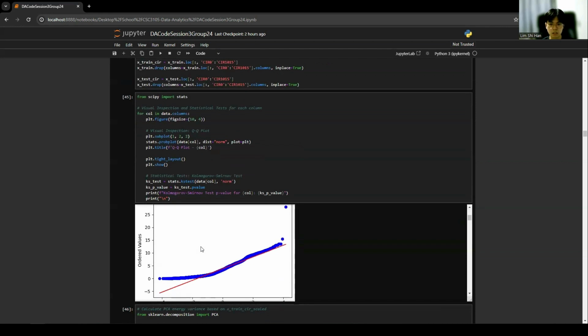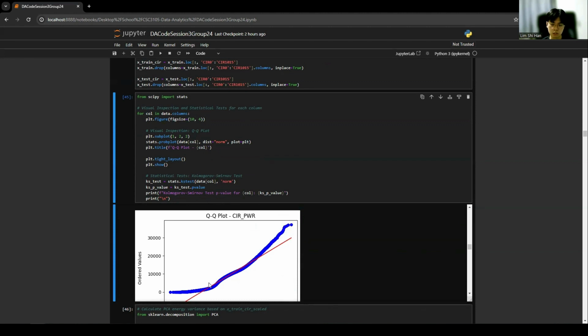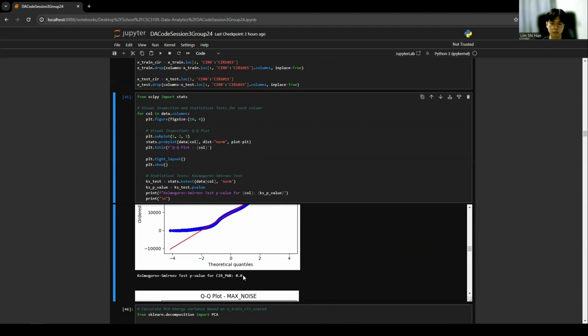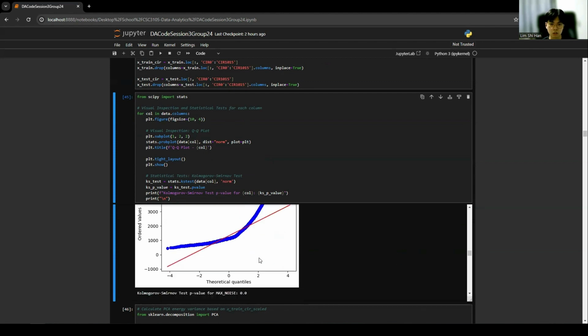Because we realized that most of these features were not normal, as they didn't follow the red line and the p-value was less than 0.05, it determined that these features were not normal. Thus, we cannot use a normal scaler. We had to use other scalers such as the min-max scaler.